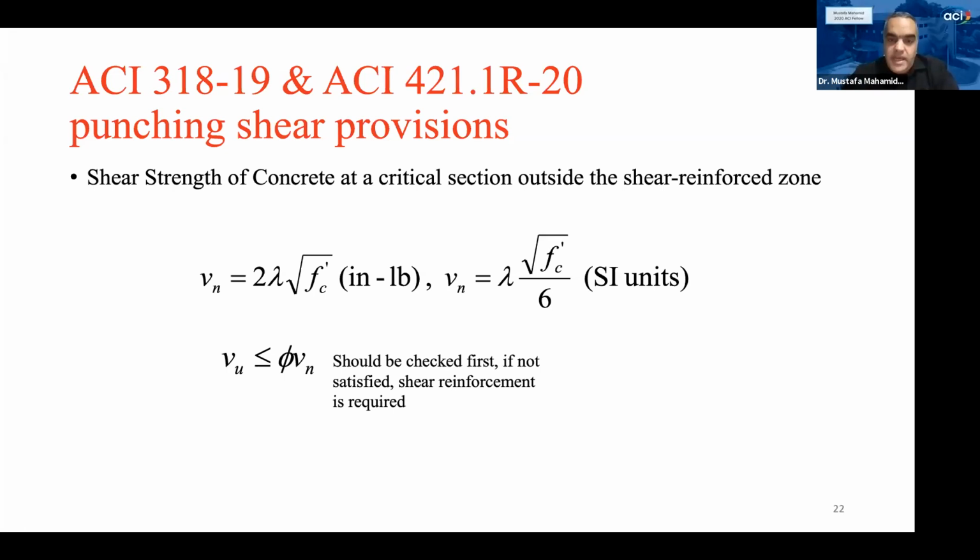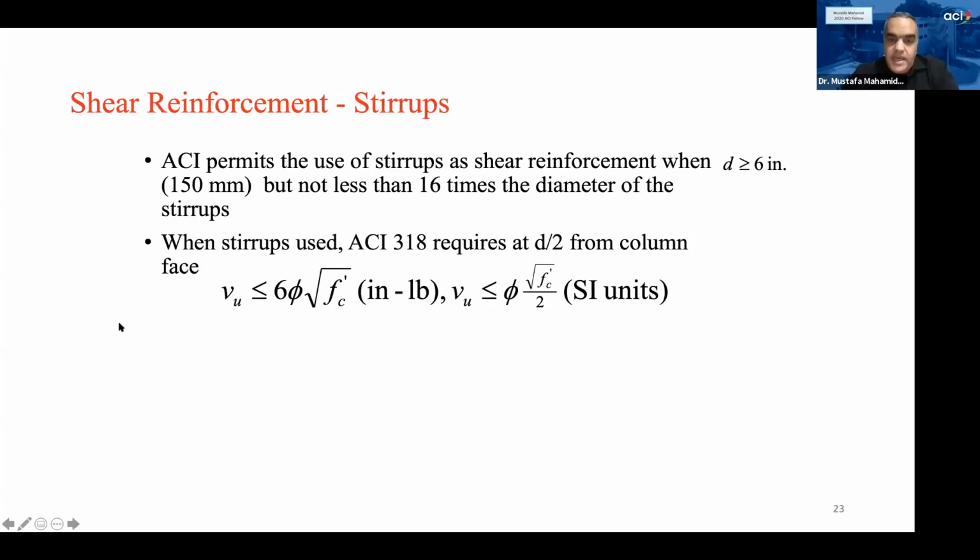So if we add stirrups, if we consider stirrups as shear reinforcement, ACI permits the use of stirrups as shear reinforcement when the effective depth d is equal to or greater than 6 inches, but not less than 16 times the diameter of the stirrups. Okay, these are the limitations for the thickness of the slab and using stirrups in the design.